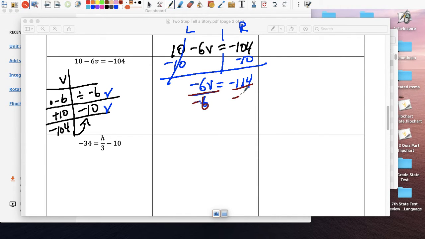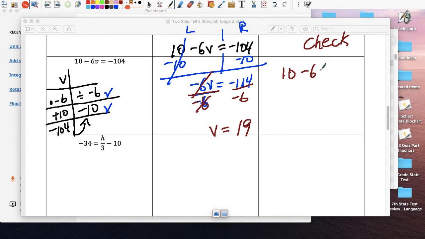And then divide by -6. So -6 and -6 cancels out, becomes 1. And we have V. Negative divided by negative is a positive. And 114 divided by 6. 114 divided by 6 is 19. Positive. Let's do our check.